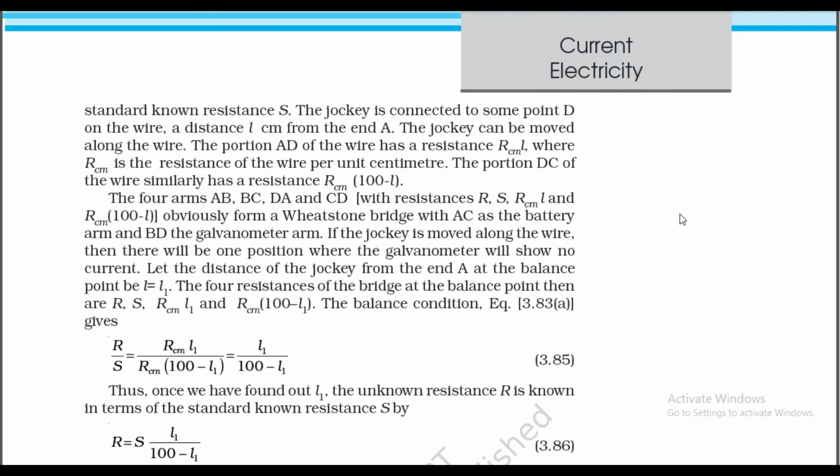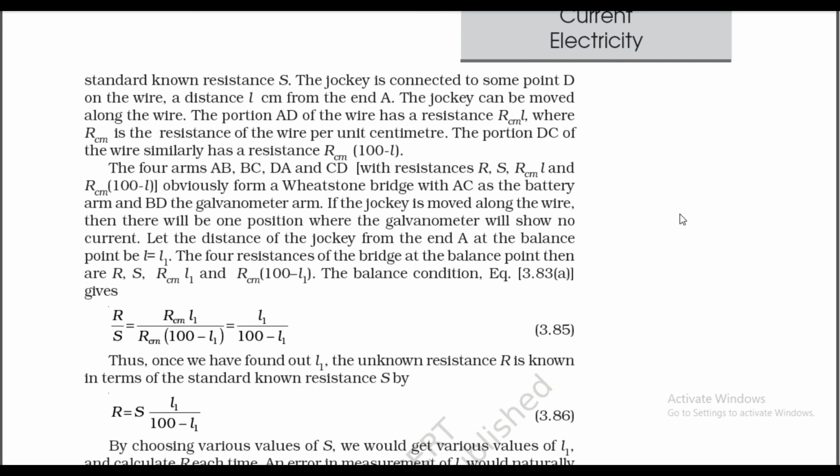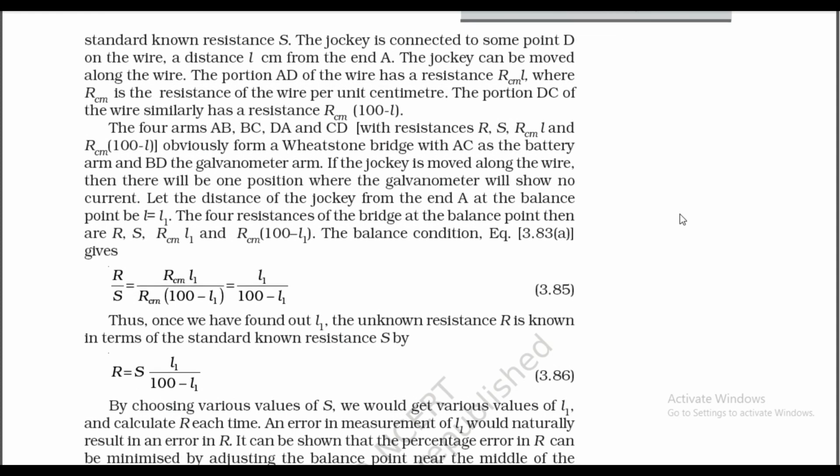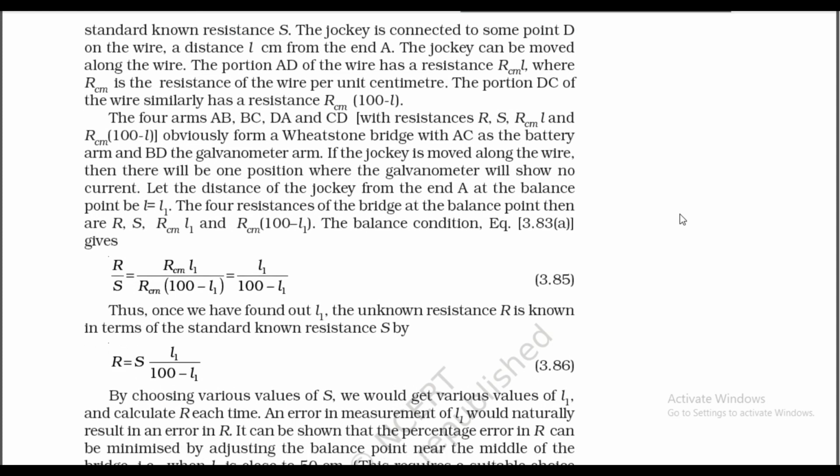The portion AD of the wire has a resistance RCM L, where RCM is the resistance of the wire per unit centimeter. The portion DC of the wire similarly has a resistance RCM (100 - L). The four arms AB, BC, DA and CD with resistances R, S, RCM L and RCM (100 - L) obviously form a Wheatstone Bridge with AC as the battery arm and BD the galvanometer arm.